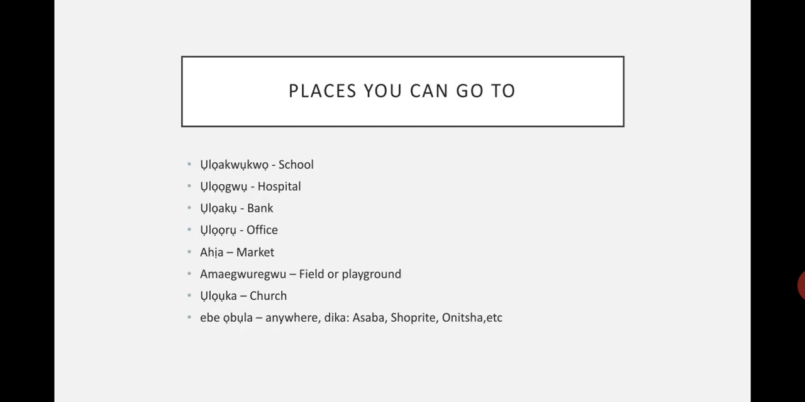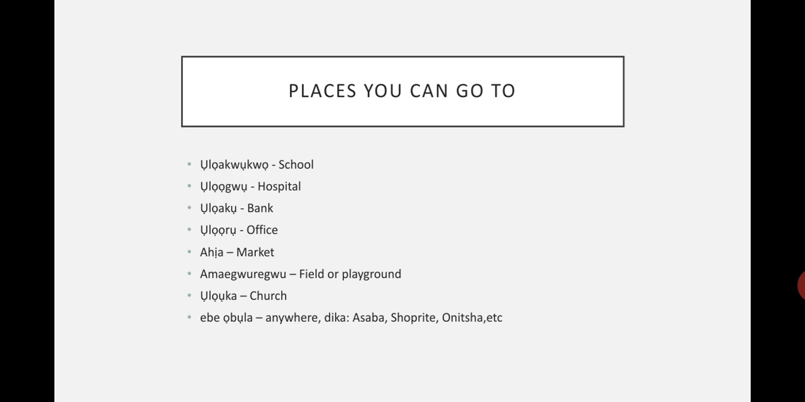Now before you can make a full sentence, you also need an object. And here in the verb to go, the object has to do with the places you can go to. So you can go to ụlọ akwụkwọ. Ụlọ akwụkwọ means school. You can go to ụlọ ọgwụ, which is hospital. You can go to ụlọ akụ, which is bank. You can go to ụlọ ọrụ. Ụlọ ọrụ is office. You can go to ahịa.